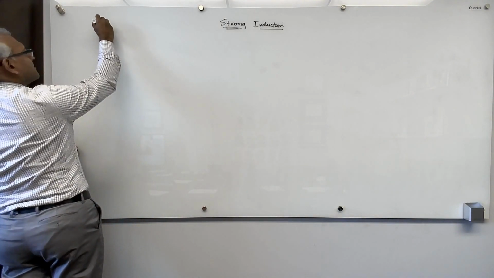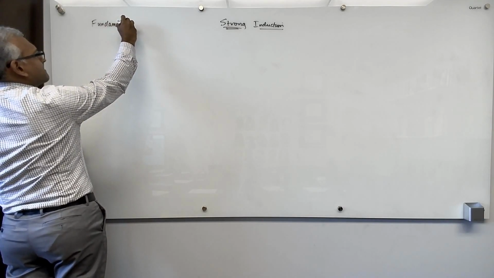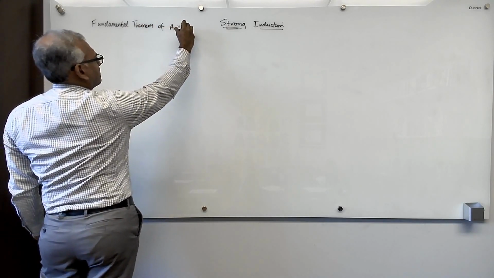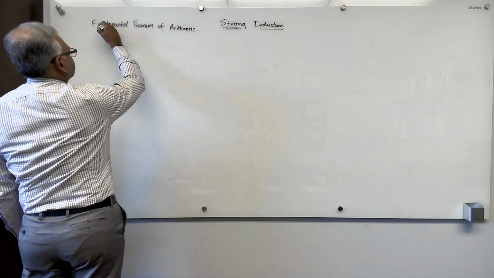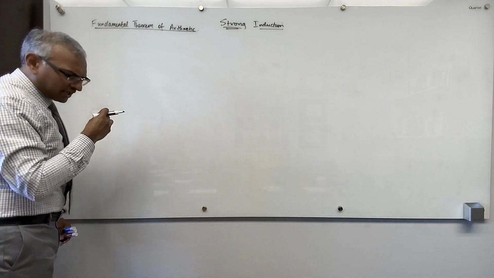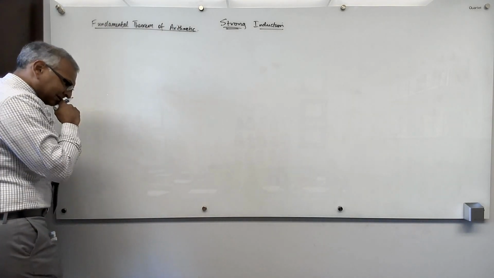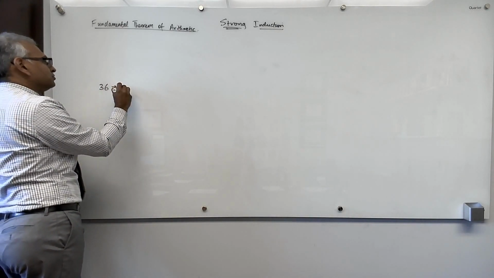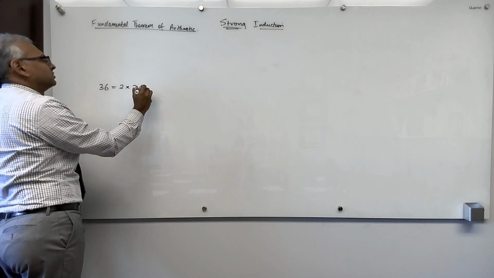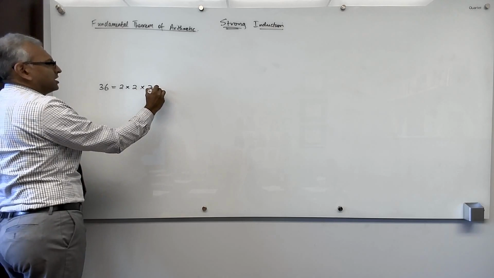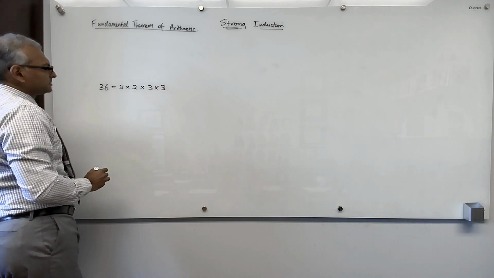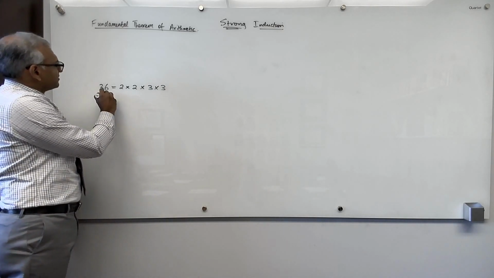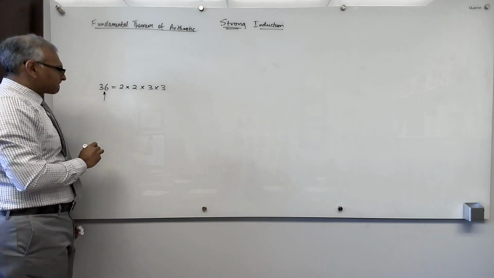So the fundamental theorem of arithmetic. Okay. So take any number. Let's say, for example, 36. So 36 is equal to 2 times 2 times 3 times 3. Okay. And what you will observe is that this is a natural number, bigger than 2.